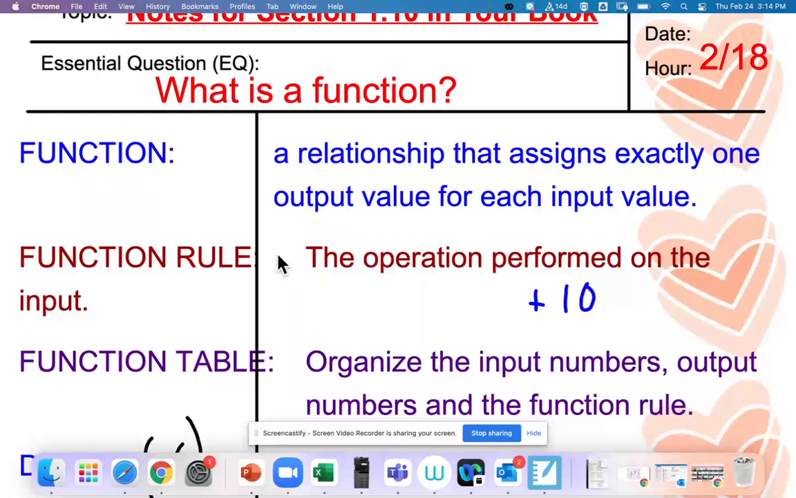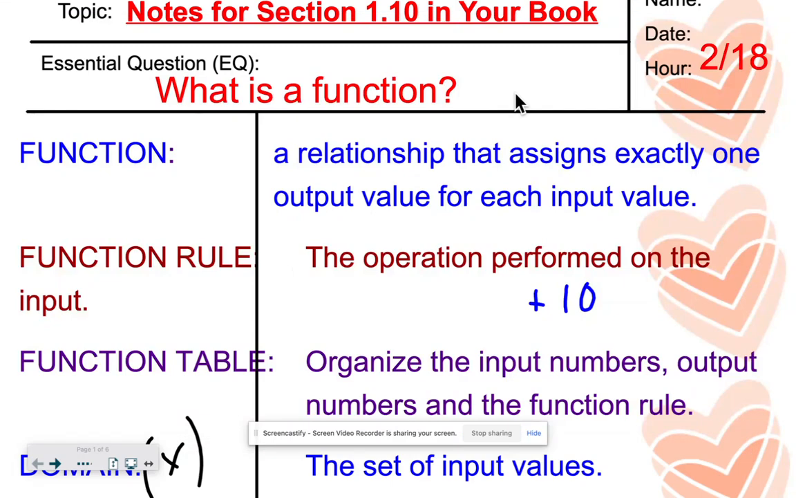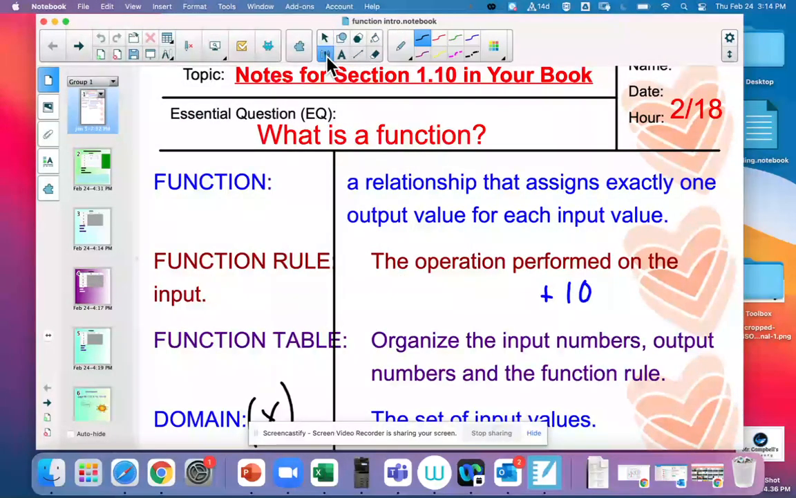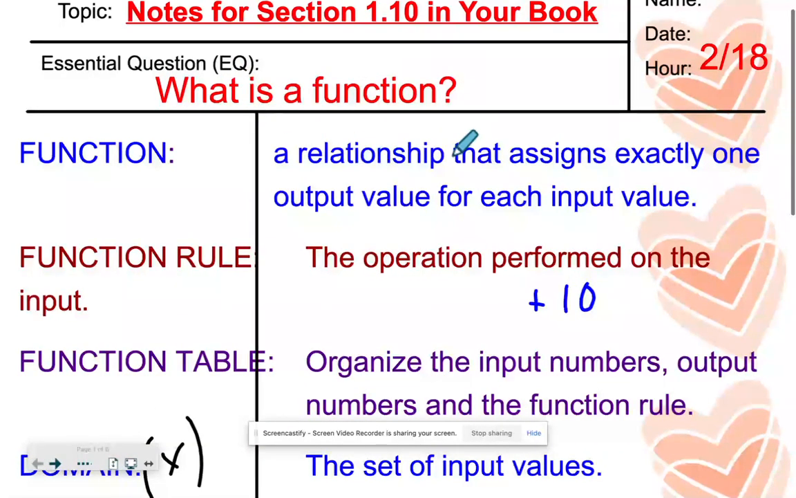Good morning, everybody. We are going to talk about functions today and what a function is. The definition of a function is that it is a relationship that assigns exactly one output for each input. In other words, if you plug a number into a function, there's only one number that comes out of it, and we'll see some examples of those here in a minute. But it's important to note that for a function, there's only one possible output for each input.